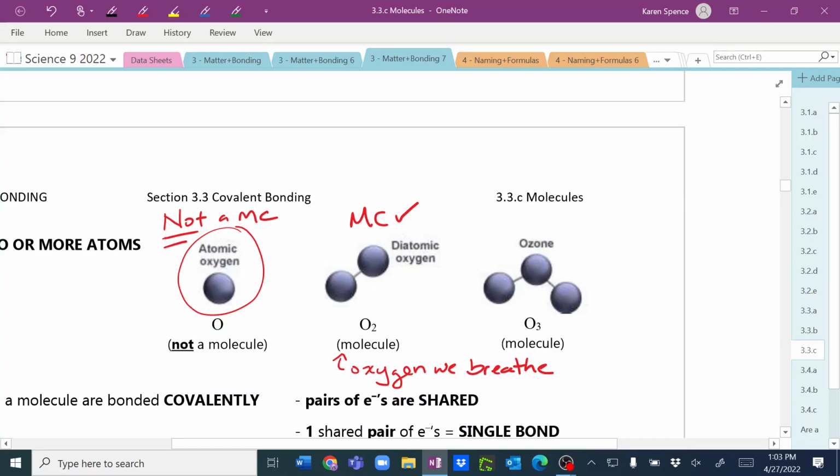Does anyone know where you would find ozone? Yeah, it's way up in the atmosphere in what they call the ozone layer. Have you guys heard of that? It's super important because it absorbs the UV rays from the sun, so only a small amount actually gets through. If it wasn't there, we would fry.